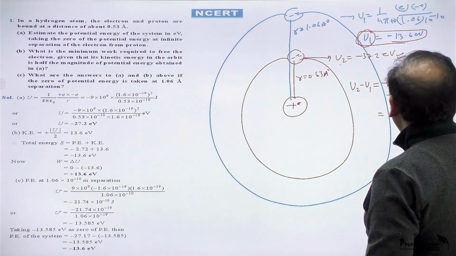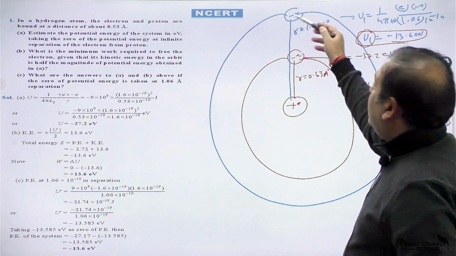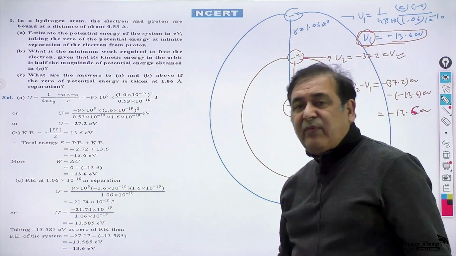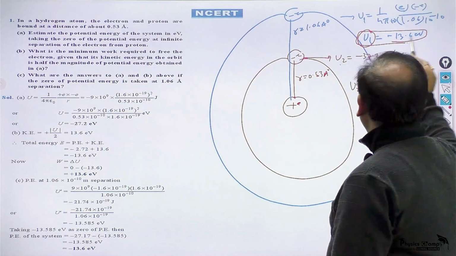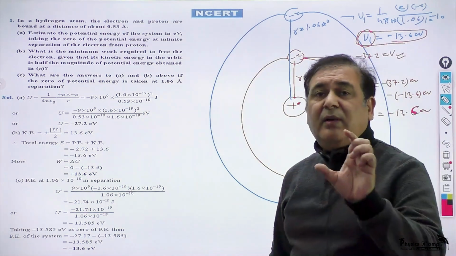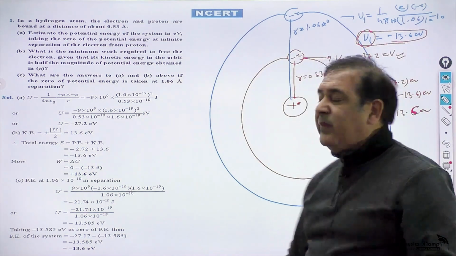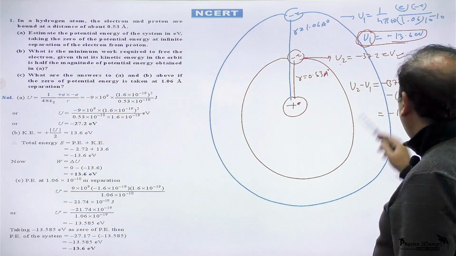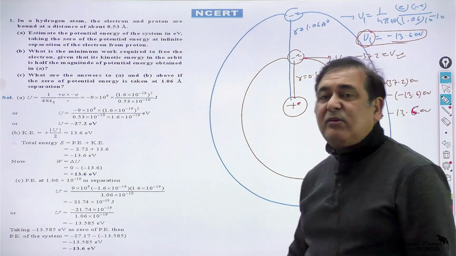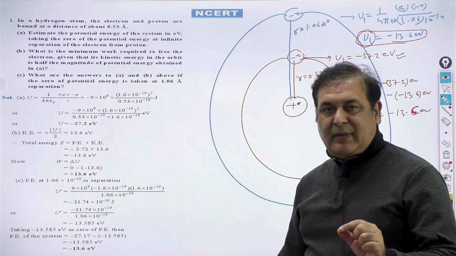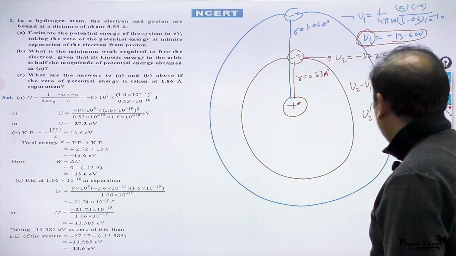So if this is treated as 0, otherwise at infinite distance the initial potential energy is considered to be 0, but if this minus 13.6 electron volt we start taking it as 0, then how much is this value? So your value U2 now would be minus 13.6 electron volt. I hope this point is very clear to you.